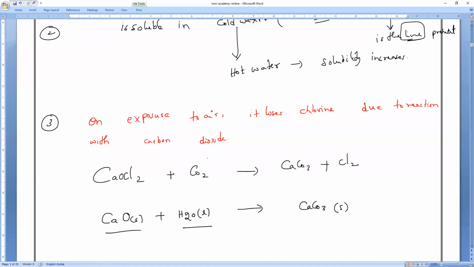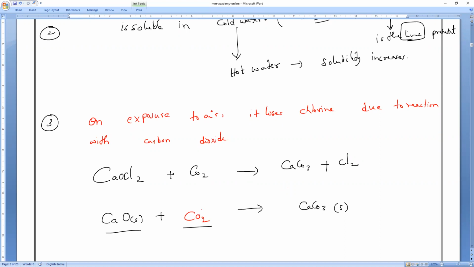Combination of calcium oxide plus carbon dioxide. Sorry, not water, I forgot it. It is not water. It is carbon dioxide. Have you checked it, everybody? Compound plus compound will give you a single substance. That is the combination reaction we studied. Do you remember, everyone? You all can verify it.